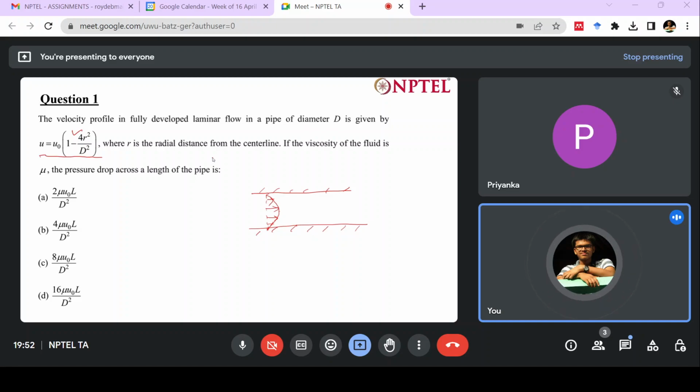However, we can also approach it the way we approached our Reynolds transport theorem problems, and take a control volume and analyze the forces inside this control volume.